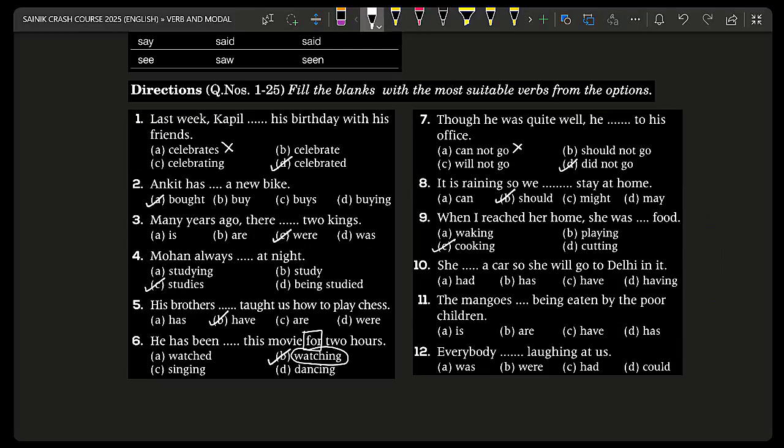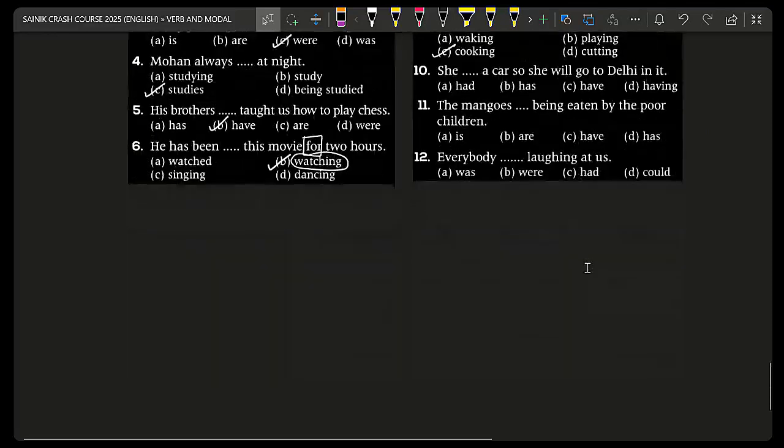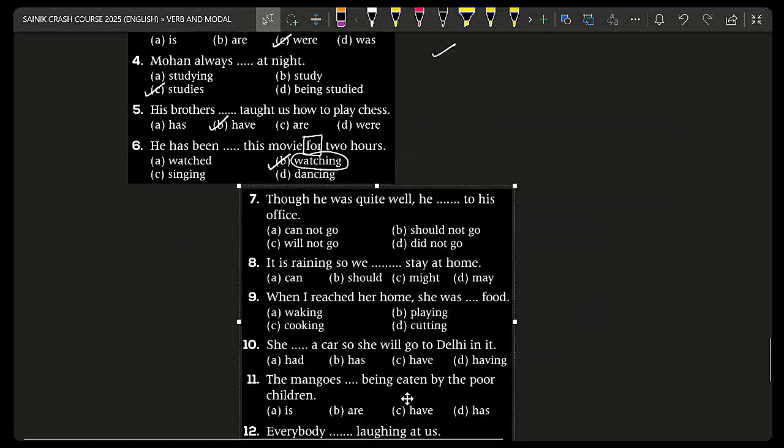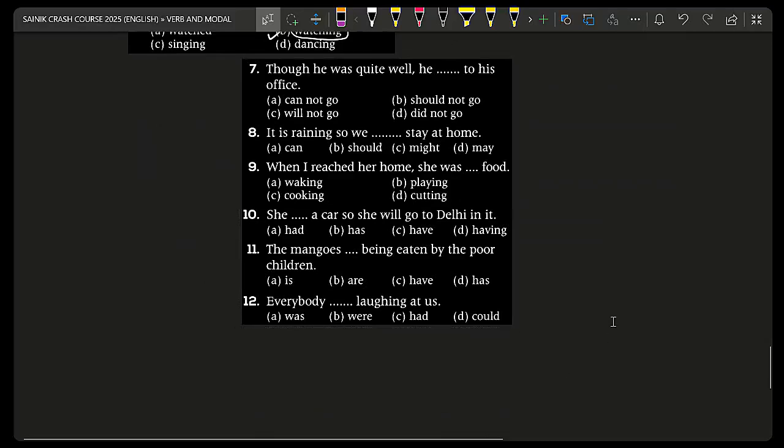You can mute yourself, Sriyansh. Next student who is trying to give the next answers. Pranay, can you give the next answer? I'm sorry, this 10th one. Sir, yeah, 10th question. Read it. Can you see now? 10th one. Okay, read the question. She dash a car, so she will go to Delhi in it.